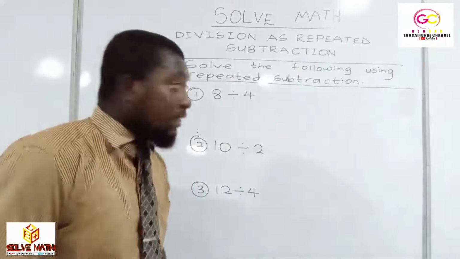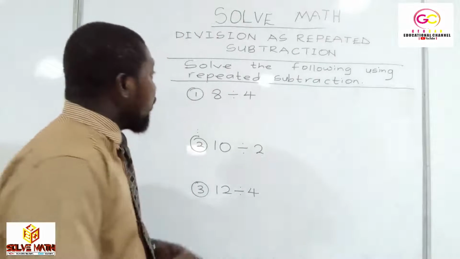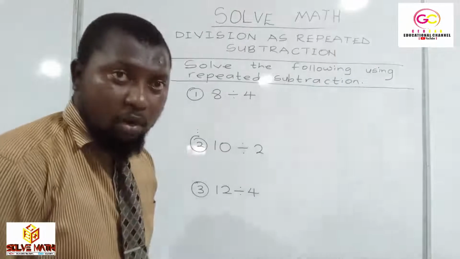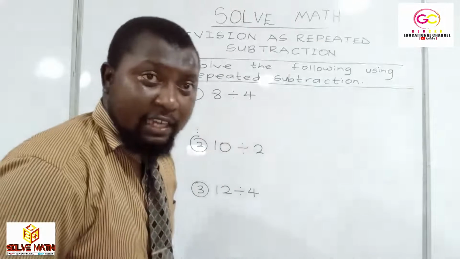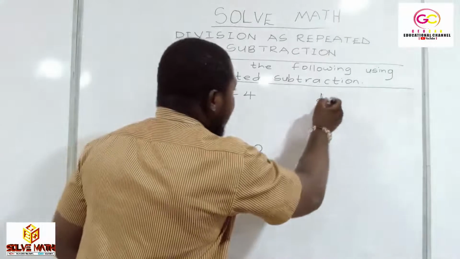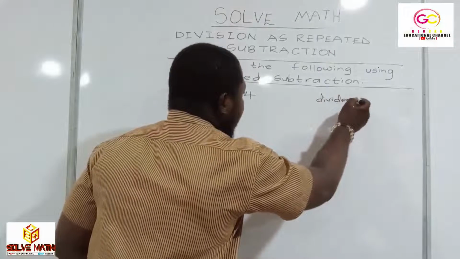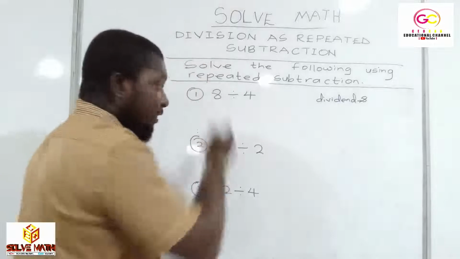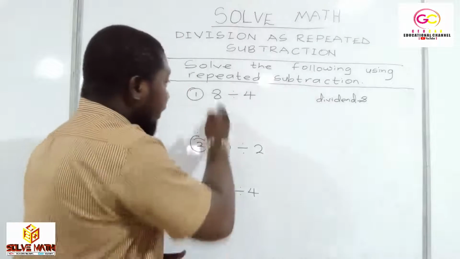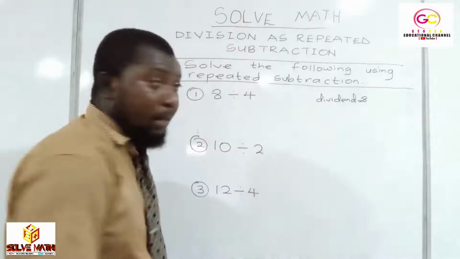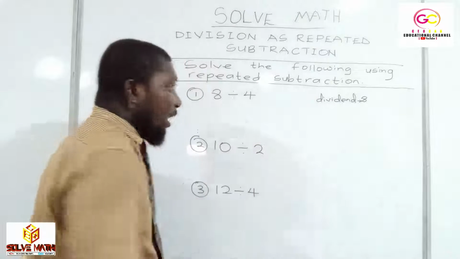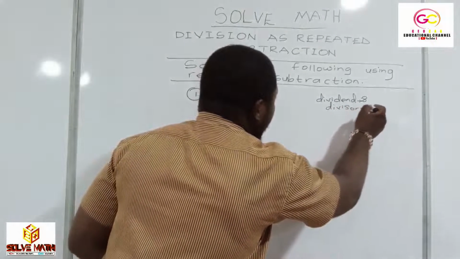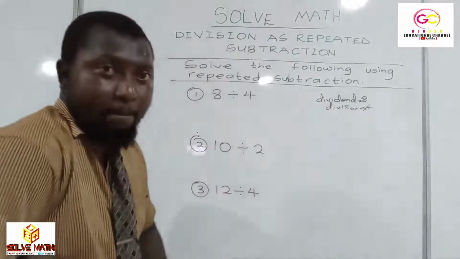The rule is: solve the following using repeated subtraction. You have 8 divided by 4. Now, the 8 is known as the dividend. Good, that is the 8. Always, the first number in your division is known as the dividend, and the second number is known as the divisor. So here 4 is our divisor.